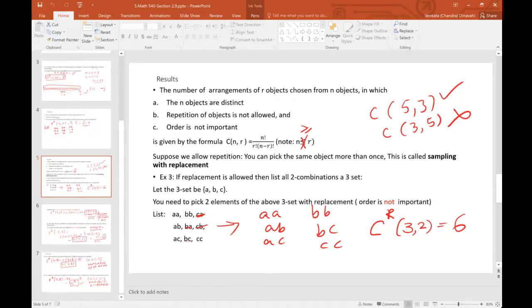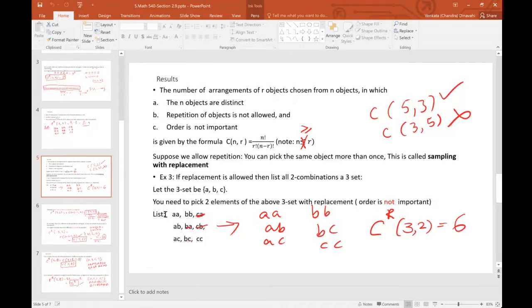Let us explain with the help of an example. Let us pick the same example you had seen before. If a replacement is allowed, then list all 2 combinations of a 3 set. That means I have a set consisting of 3 members. Now I want to pick 2 members out of these 3, with replacement. But the only difference compared to the previous example is that order here is not important.